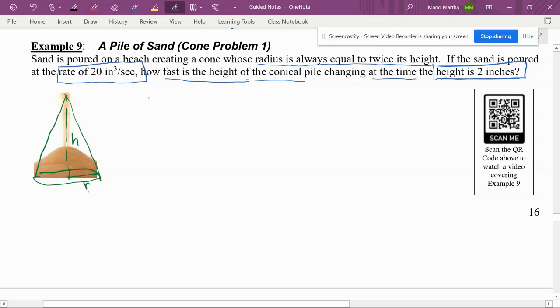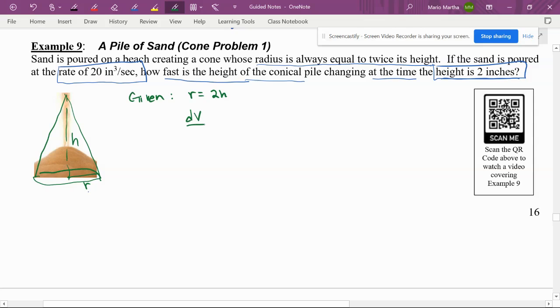Or the surface area. So here, the given is that the radius is always twice the height, right? So we're going to say R equals 2H. And then also they're telling us that the sand is poured at a rate of 20 cubic inches per second, meaning since we have the units cubic inches, that means it's a volume, right? If we had square inches, then it would be pretty much an area. If it was just a single unit, then it would be like a measurement only, right? So here in this case, we're looking at volume.